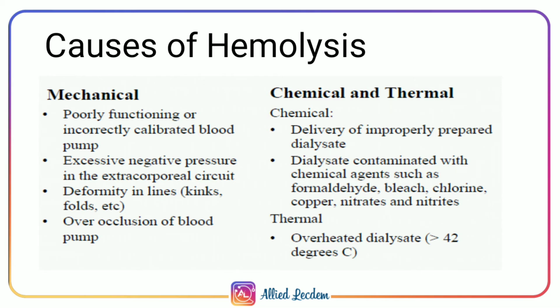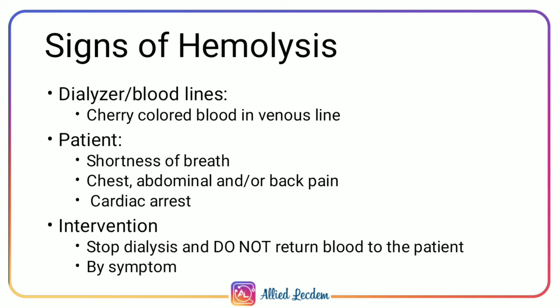The chemical and thermal causes are delivery of improperly prepared dialysate, and dialysate contaminated with chemical agents such as formaldehyde, bleach, chlorine, copper, nitrate and nitrite. The thermal cause is overheated dialysate. Signs of hemolysis: dark blood in dialyzer or bloodlines, patient shortness of breath, chest, abdominal or back pain, cardiac arrest.